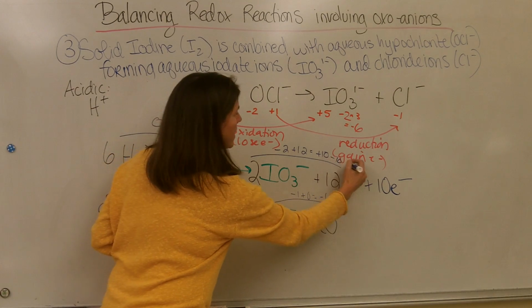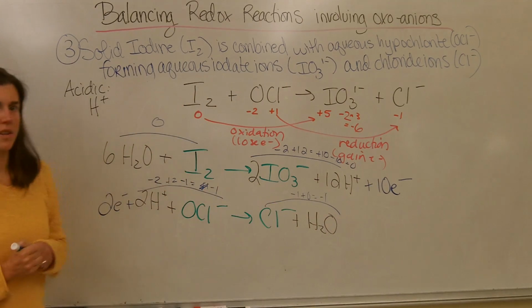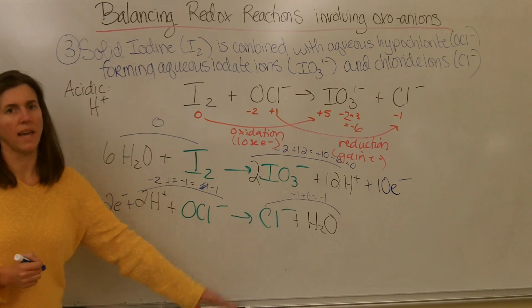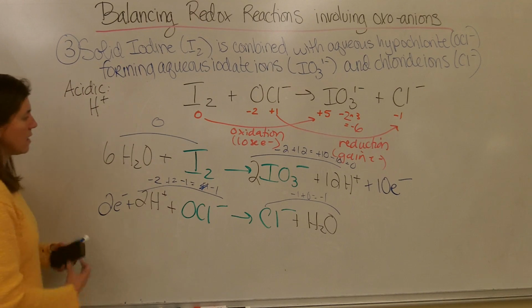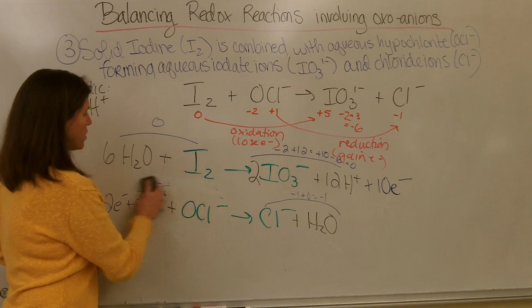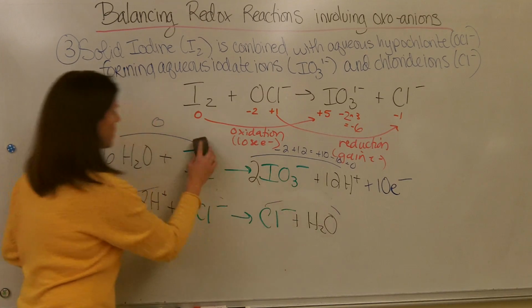Over here, I've added 10 electrons, so now this charge is 0. So now my charge on the left equals the charge on the right in both of my half reactions. And right now, we say that these half reactions are balanced. So I have 2 balanced half reactions. Okay. The last step in which you want to do, let me erase these.